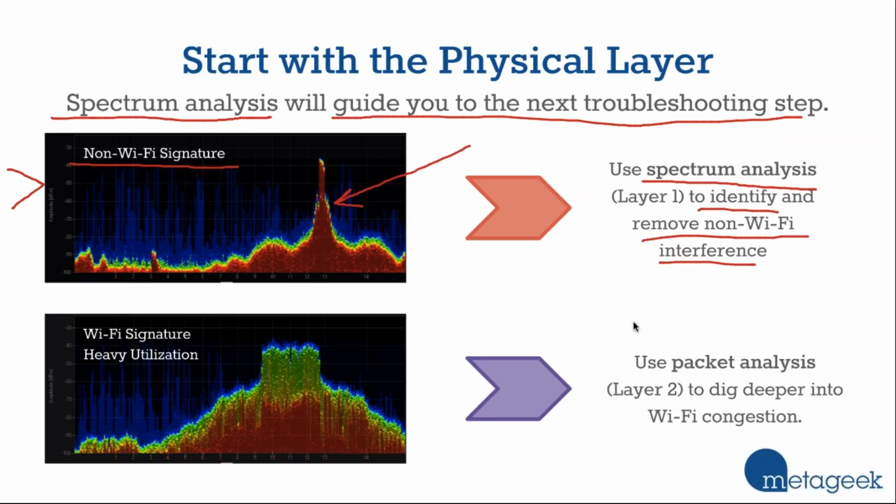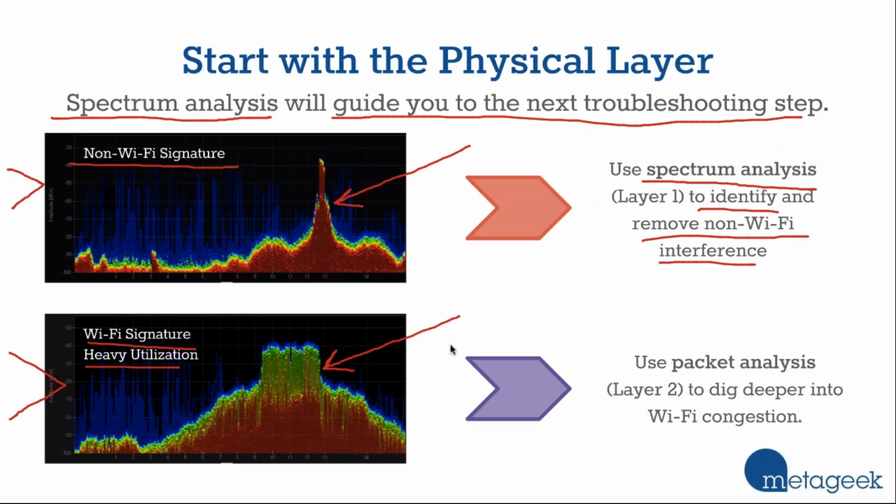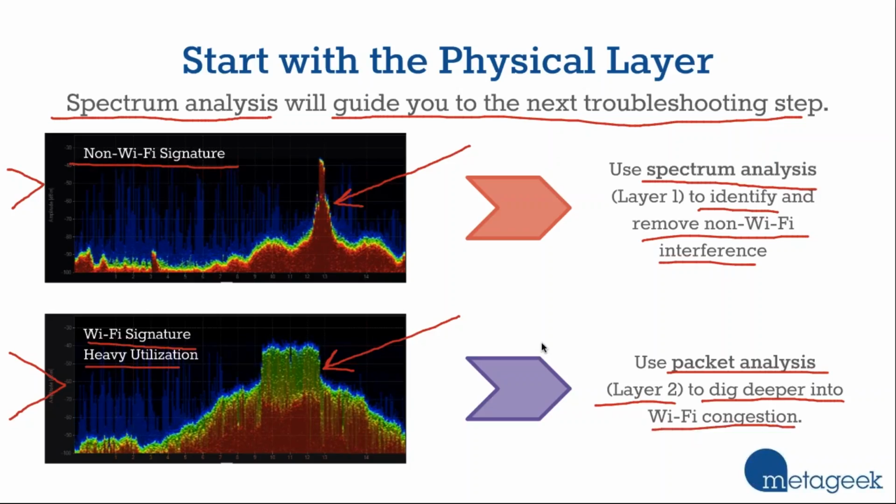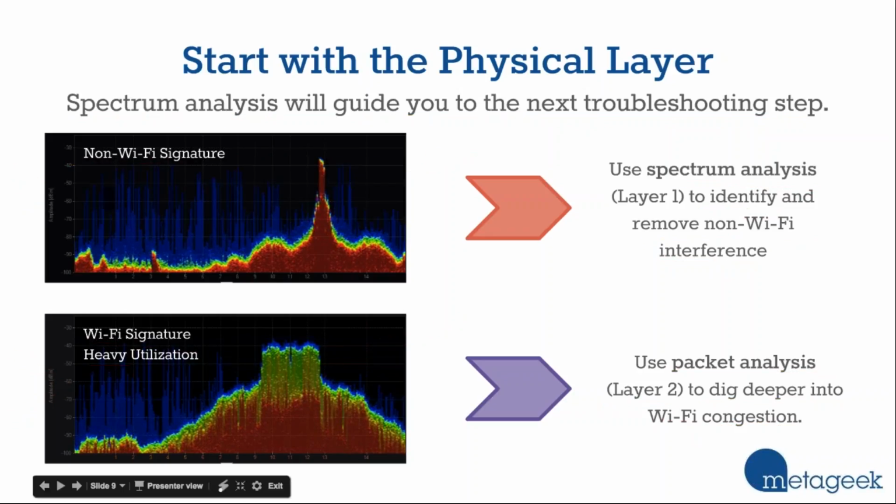The other possible thing that might happen is you might look at the spectrum and you might see heavy Wi-Fi utilization. This is what Wi-Fi looks like on a spectrum analyzer. So when you fire up your spectrum analyzer and you see that there is a Wi-Fi signature there and it's on the same channel as your wireless network, that's when you go, oh, okay, well, we're not looking at a non-Wi-Fi interference issue. We're looking at heavy utilization on that channel. There's a lot of activity happening on that channel. At that point, you might use layer 2 packet analysis to dig deeper into that Wi-Fi conversation to see what is causing that congestion and why. And that's one of the things that you might do with that.